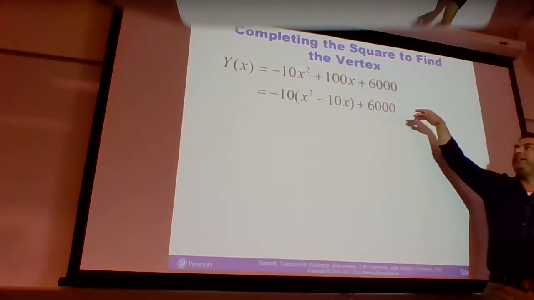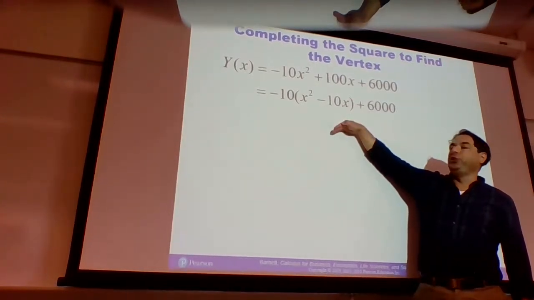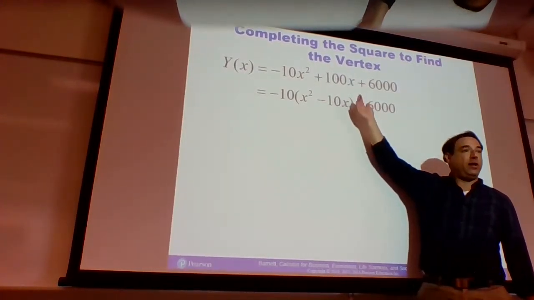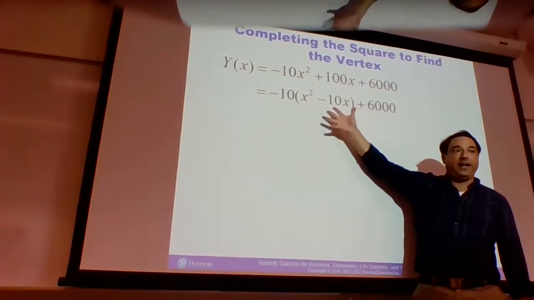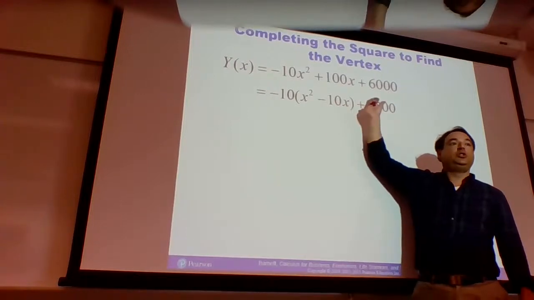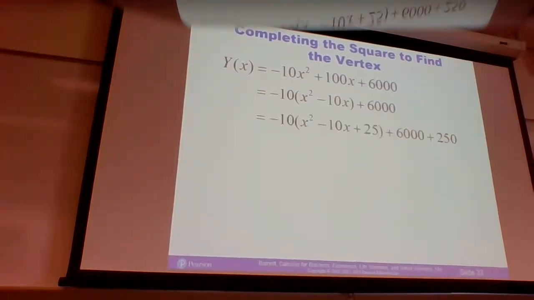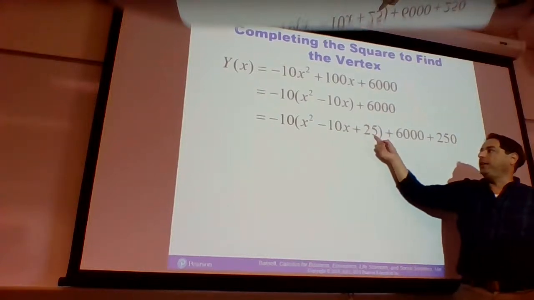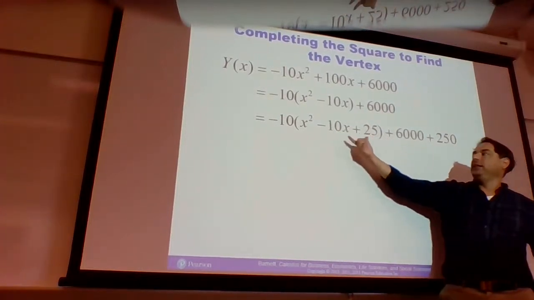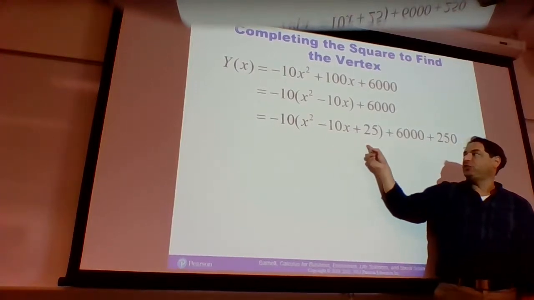Now, the way to do completing the square is you take the middle term, negative 10, divide by 2, negative 5, and square. So what's negative 10 divided by 2? 5. 5 squared is 25. That is what makes a perfect square. So where did the 25 come from? Negative 10 divided by 2, which is 5. 5 squared is 25. Why did I do that? Because this will now factor into x minus 5 squared.